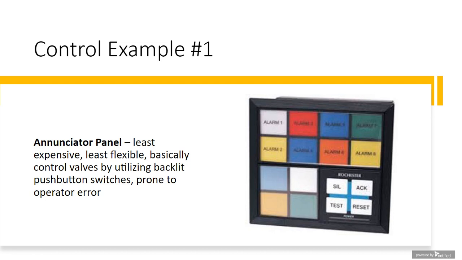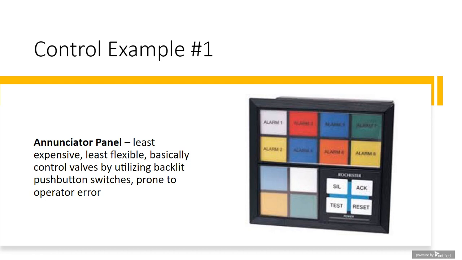So from a control standpoint, there are 4 different examples of controls that we'll talk about. The controls are the brain that's putting power to the valves or taking power away from the valves. The first controls example is what we call an enunciator panel. This is the least expensive, least flexible of all types of controls. And by being least flexible, it's also prone to error because it requires heavy interface with the operator.